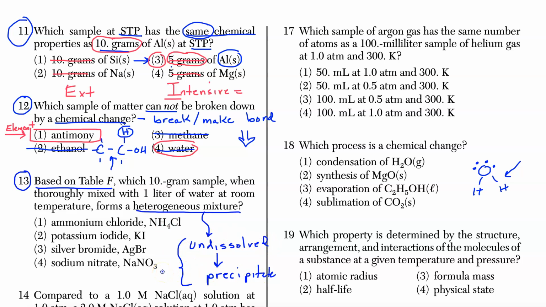Bottom line is, based on Table F, they're asking for which one forms a heterogeneous mixture, which means in chemistry, if we have a beaker, we're going to have, let's say, some water, and then we're going to have some solid that doesn't dissolve. And if it doesn't dissolve very well, it is insoluble. And in Table F we can know which salts are soluble or insoluble. So if I look at my choices 1, 2, 3, and 4, which are ammonium chloride, KI, AgBr, or sodium nitrate, I can go to Table F and decide, based on that table, who's soluble. Let's go there.